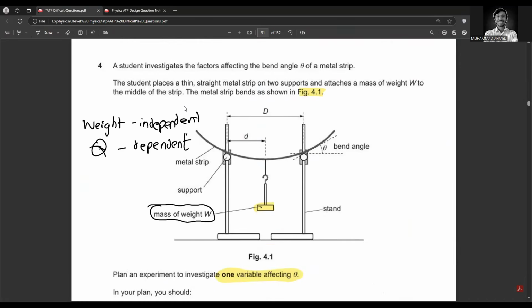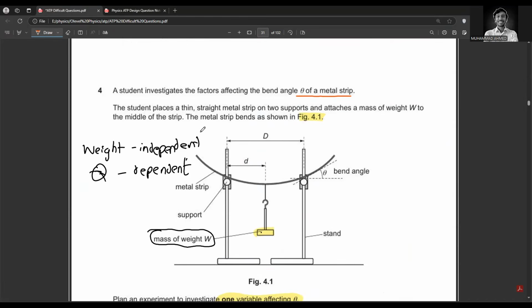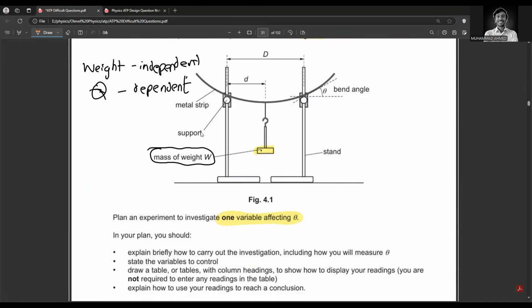Okay, let's see this question which we were initially investigating. A student investigates the factor affecting the bend angle theta of a metal strip. The student places a thin straight metal strip on two supports and attaches a mass of weight W to the middle of the strip. The metal strip bends as shown in figure 4.1. Plan an experiment to investigate one variable affecting theta or the angle. Here I am taking W or weight as my independent variable. I will vary the weight and see how the theta varies.